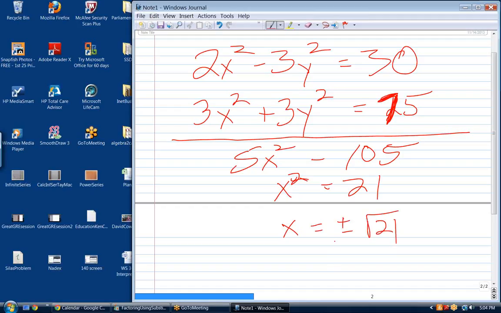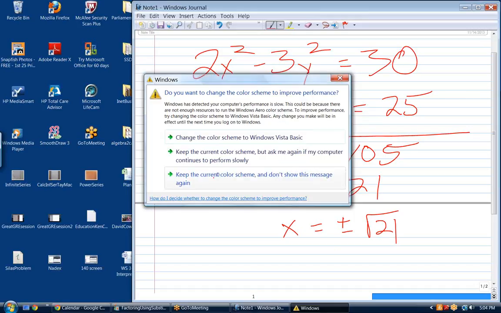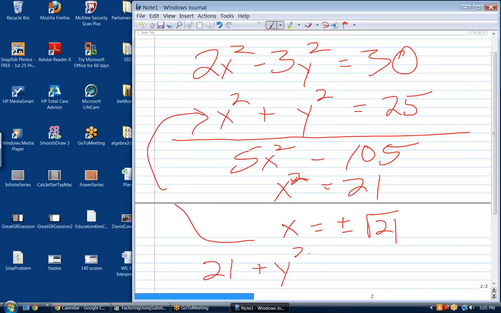And then once you get x squared, then you can go back into the simplest equation, which would be this one. Plug in that, and y squared is going to equal 4, so y would equal plus or minus 2. You see what I did there? In other words, we're going to plug the x into this equation. So we would have 21 plus y squared equals 25, y squared equals 4, y equals plus or minus 2. Okay.